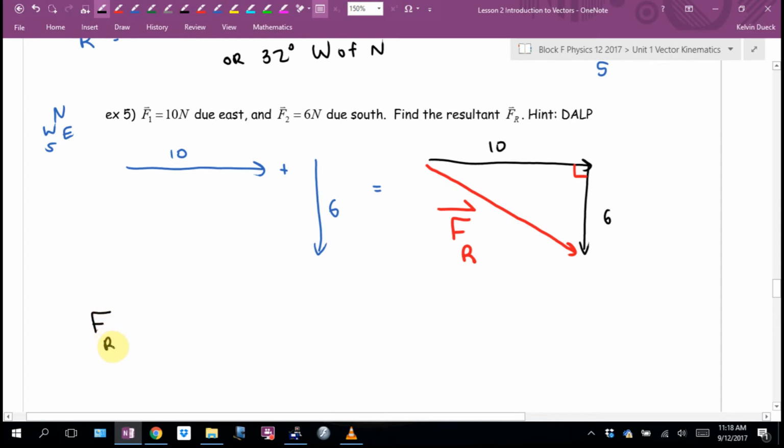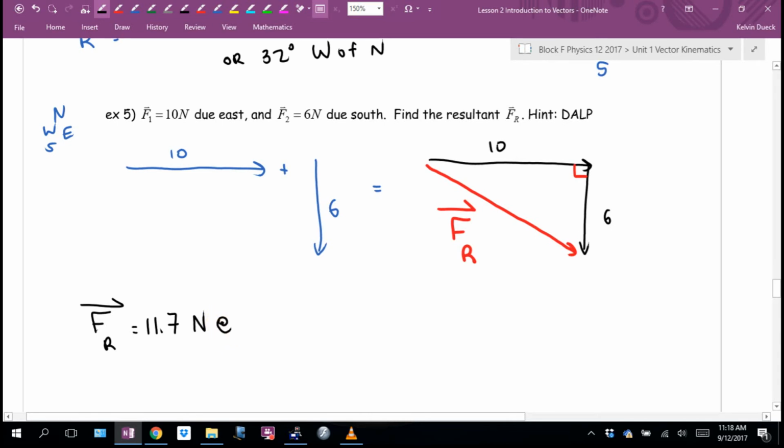So the magnitude, Pythagoras, is going to be the square root of 10 squared plus 6 squared, the square root of 136. So it's going to be 11 point something, 11.7. Units, Josh? Newtons. And because it's after the number and not after an at symbol, that's newtons and not north.